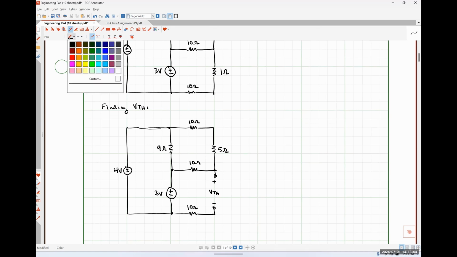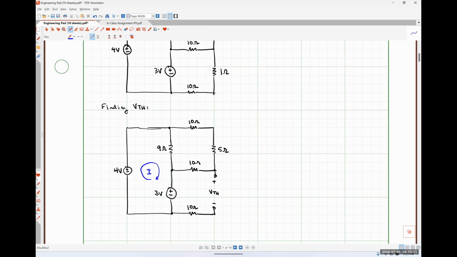So I'm going to identify my meshes, and I'm going to go ahead and label them at the same time. So this is going to be my mesh current A, and then here I'm going to have a mesh current B. There will not be a mesh current flowing in the bottom right-hand box because we don't have a closed path. So we know that any current that's circulating around there has to be zero because there's no closed current carrying path. Okay.